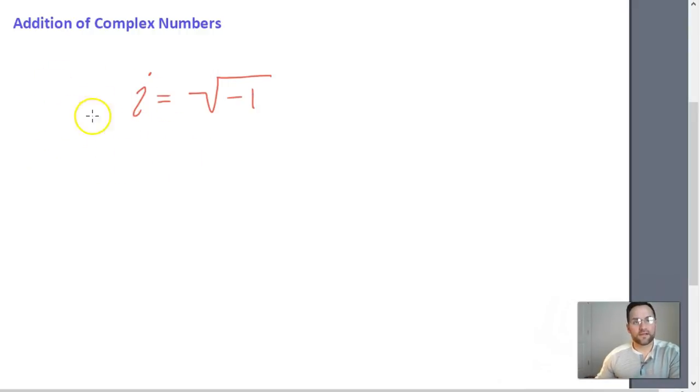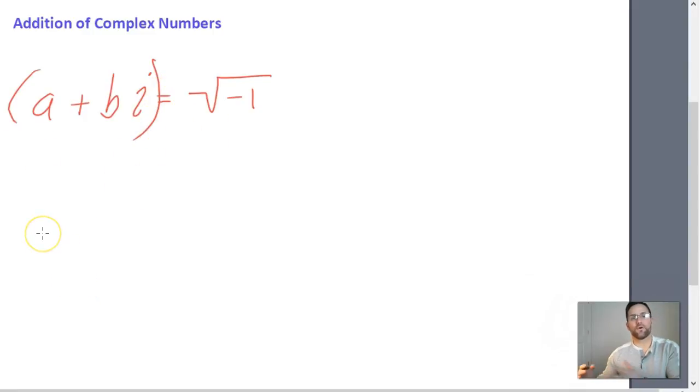So the rest of the complex number is right here. So a plus bi, that's the form, and I don't want this to be confusing because a plus bi is not equal to the square root of -1. i is. So a complex number is made up of imaginary i and then two real numbers. Okay, a is a real number, b is a real number.